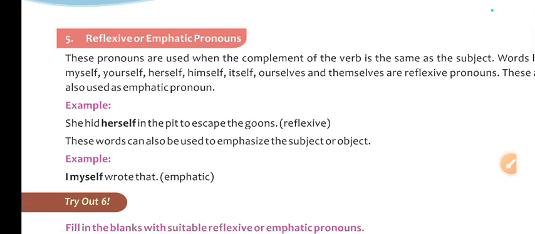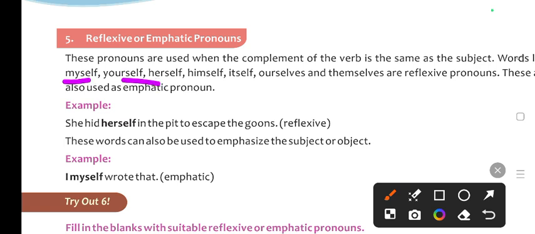So these pronouns are used when the complement of the verb is the same as the subject, like words like myself, yourself, herself, himself, itself, ourself. These are examples of reflexive or emphatic pronouns. Okay, so a reflexive pronoun is used after the verb and an emphatic pronoun is used immediately after the subject. This is a slight difference between reflexive and emphatic pronoun.